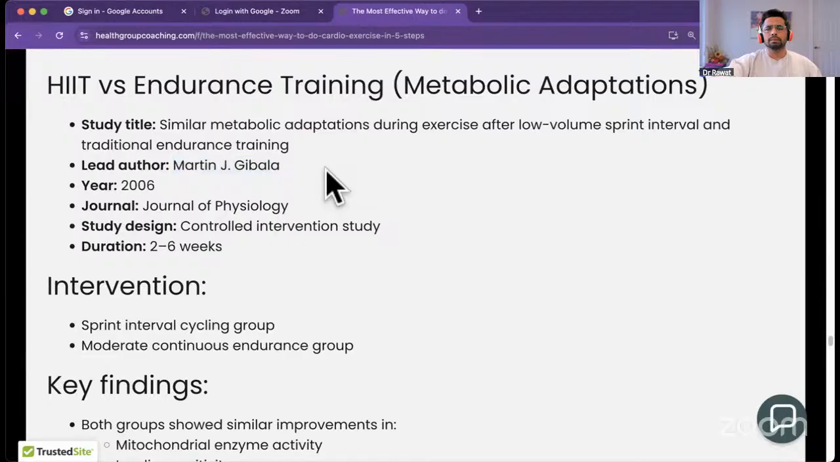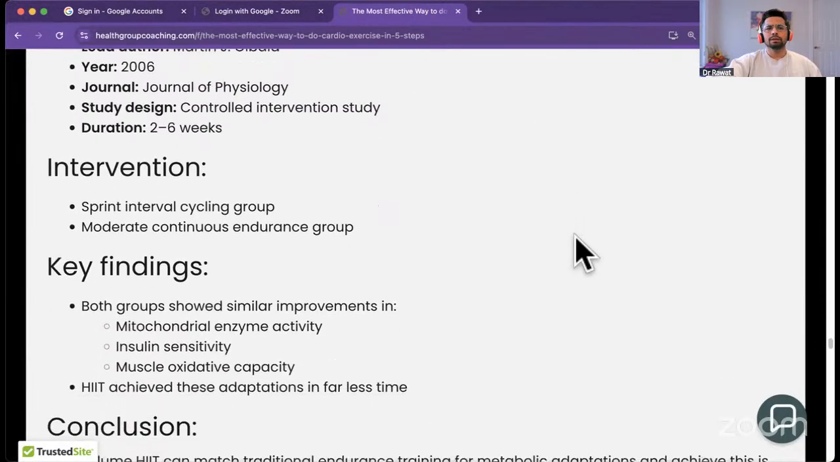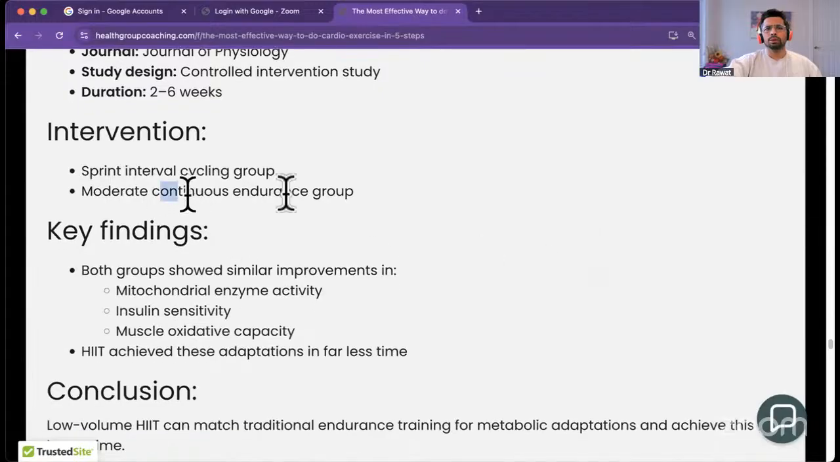Martin Gibala is actually based at McMaster University. What they did was they had one group doing continuous endurance exercise, like jogging, for example, and another group doing sprint interval training through cycling. So you would be cycling in a steady state, then sprinting, then you slow down again and sprint again. That's typically the pattern for high intensity exercise.